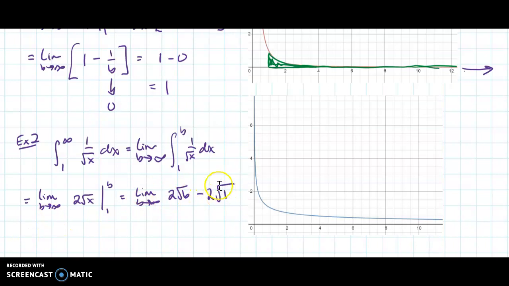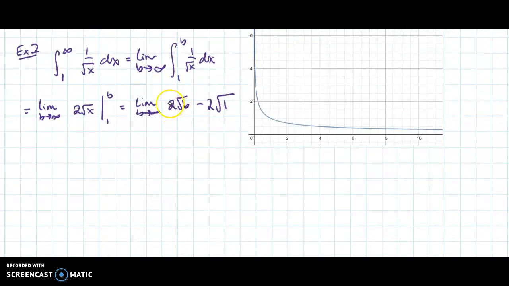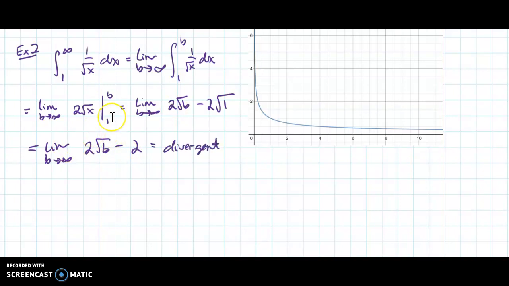2 times root 1, that's just 2, but this gives me the limit as b goes to infinity of 2 root b minus 2. So this is what I call divergent, which makes the integral above divergent. What do we mean by divergent? Something that diverges is something that goes away, right? So a divergent integral is something that goes away from an actual number. It goes to either infinity or to negative infinity.